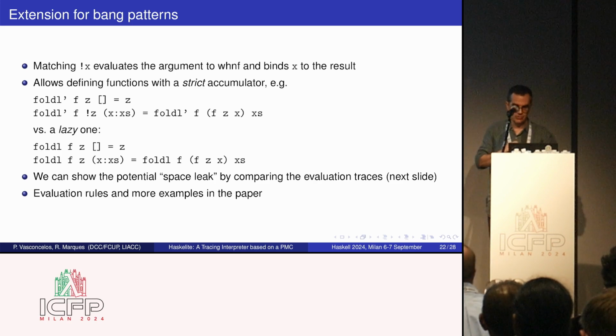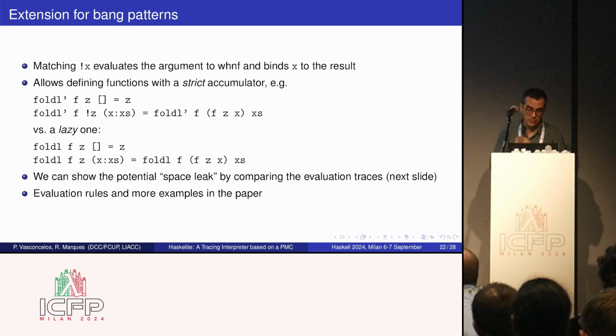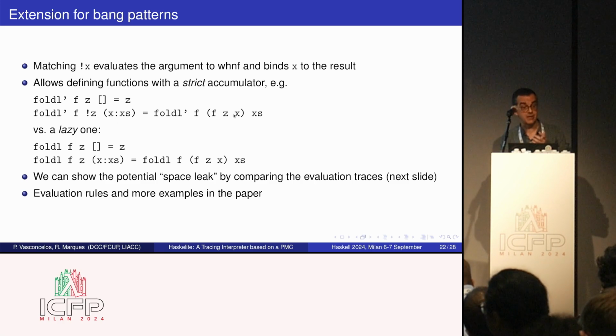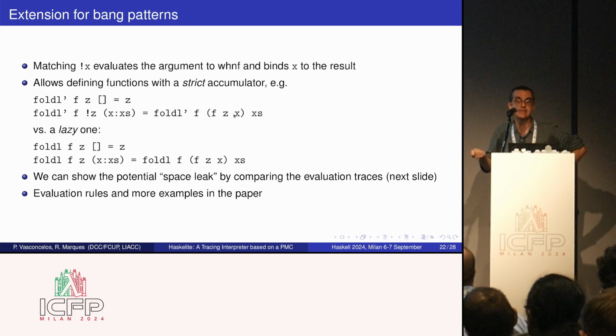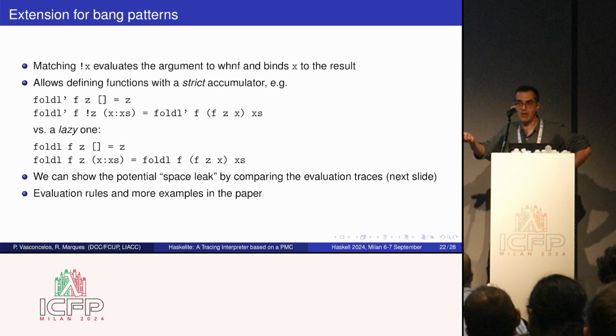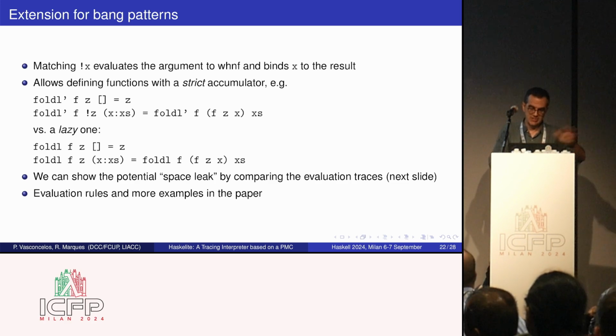And so we can use bang patterns and define foldl' as well as foldl. And the difference, if you notice, is just this little annotation here. Whenever you take the accumulator in the recursive case, force it before continuing. And this allows us to show what a space leak is simply by term rewriting, simply by looking at expressions. The evaluation rules are simple and they're in the paper, but I'm going to show you what it looks like.